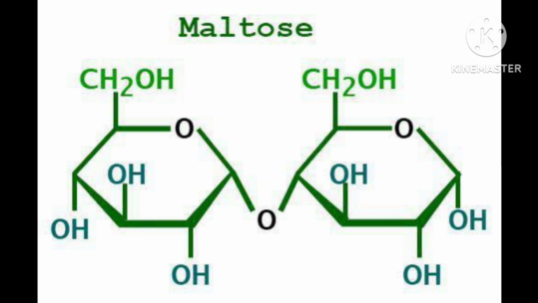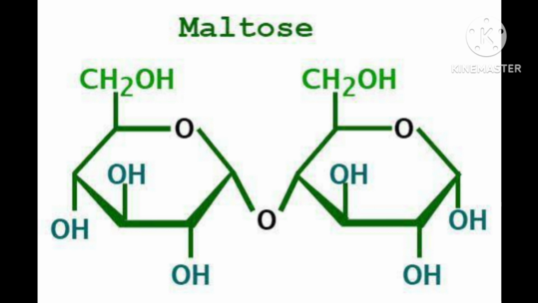Glycosidic linkage means now carbon number 1 of alpha D glucose and carbon number 2 of beta D fructose, both are D, are joined by an oxygen atom. Both carbon number 1 and carbon number 2 are joined by oxygen in the middle, correct? Then this is called glycosidic linkage.